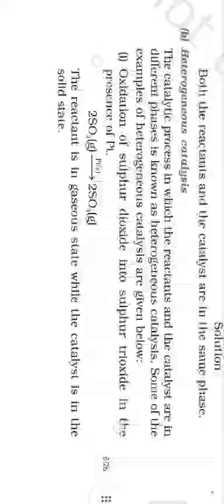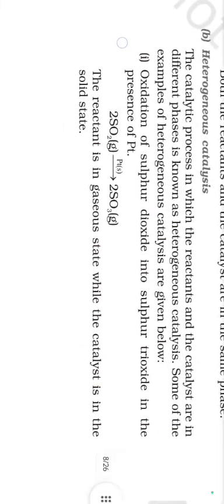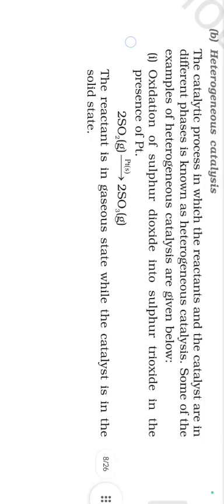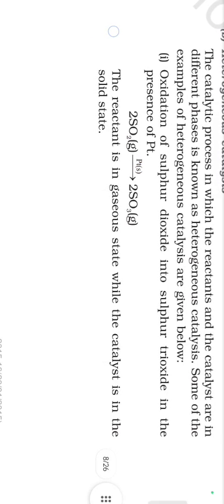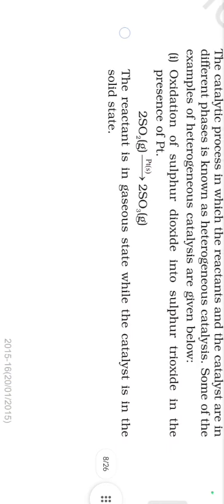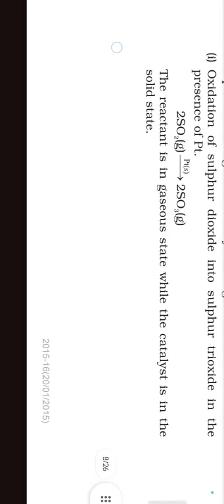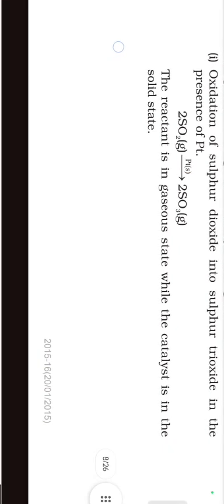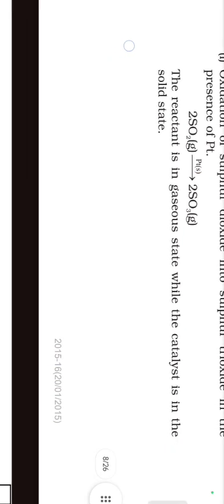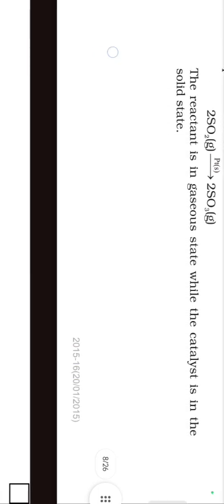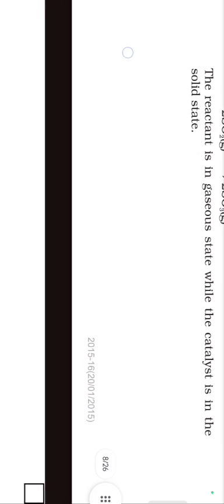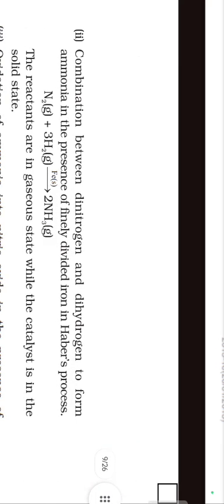B. Heterogeneous catalysis. The catalytic process in which the reactants and the catalyst are in different phases is known as heterogeneous catalysis. Some of the examples of heterogeneous catalysis are given below. First, oxidation of sulfur dioxide into sulfur trioxide in the presence of platinum. 2SO2 gas plus O2 gas in presence of platinum solid gives 2SO3 gas. The reactants are in gaseous state while the catalyst is in the solid state.